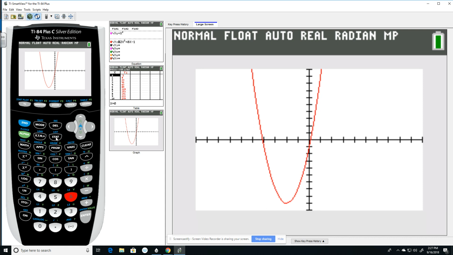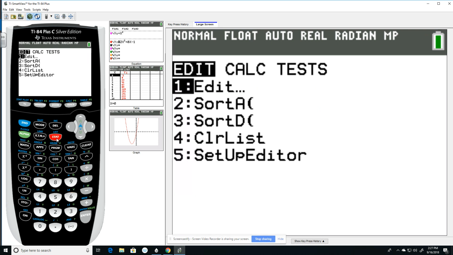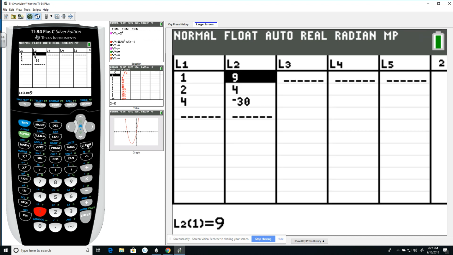Stat is this button right here, S-T-A-T. That's how you know it's stat. If I click on that button and then I hit number 1, I want to edit. So stat 1 is the first step. You want to make sure that these lists are cleared out. So you go to the top and hit clear if there's something in there and hit enter.